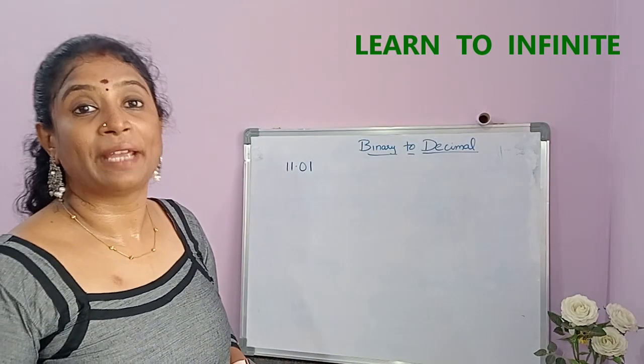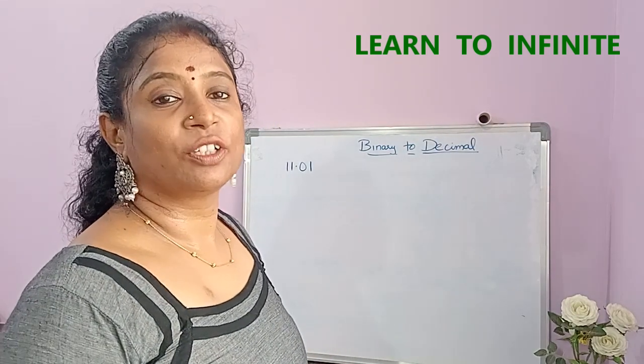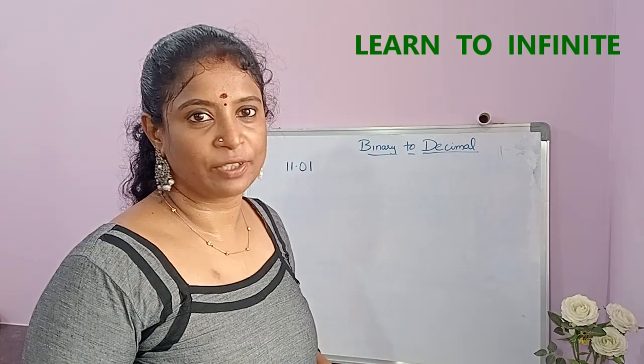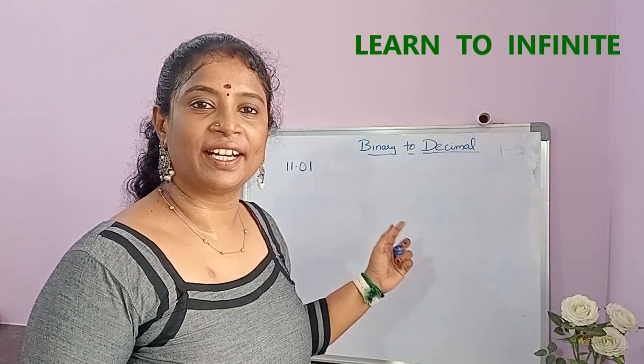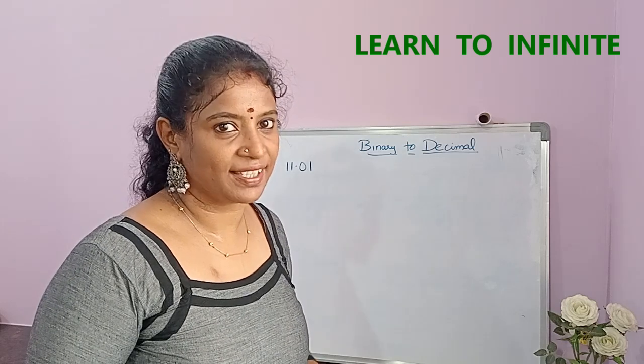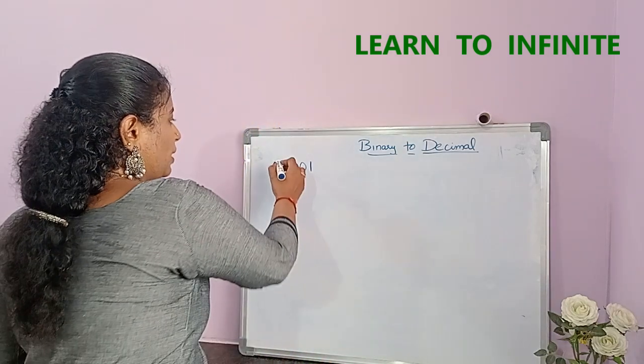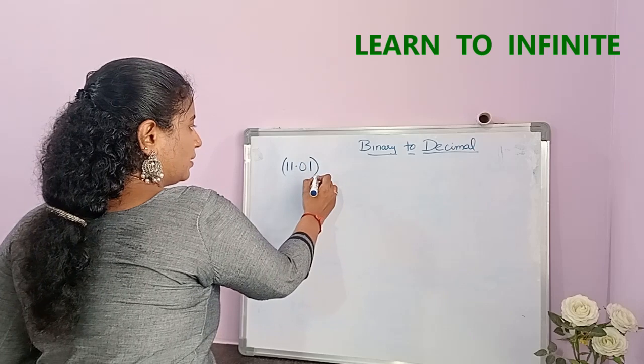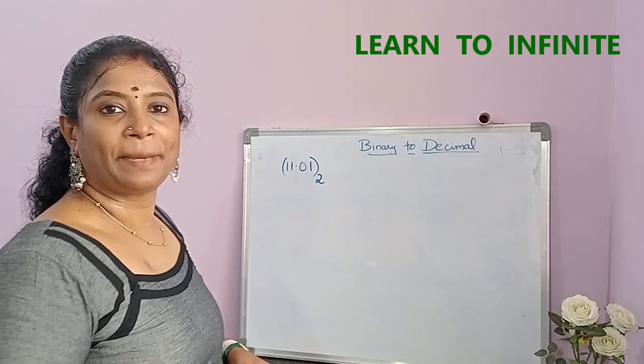Yesterday I told about the basic conversions which are there. So the first conversion which we are going to see today is binary to decimal. Binary has base 2, decimal has base 10, right? So let us take a binary number, 11.01 to the base 2.